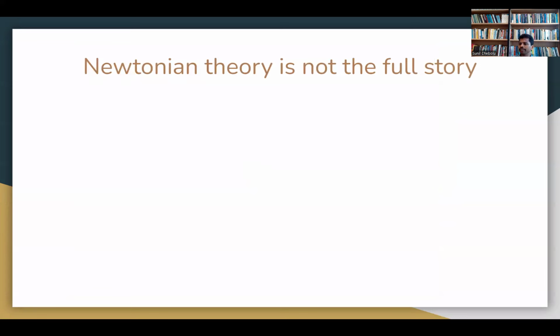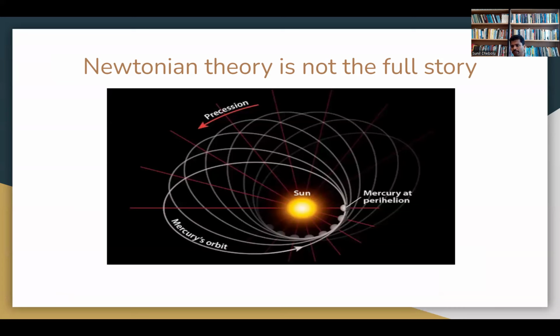Great. Newtonian theory is excellent, but it's still not perfect. It's not the full story. It was able to predict a new planet. It was able to predict a total solar eclipse, and that's great. But there are some things it was not able to explain.